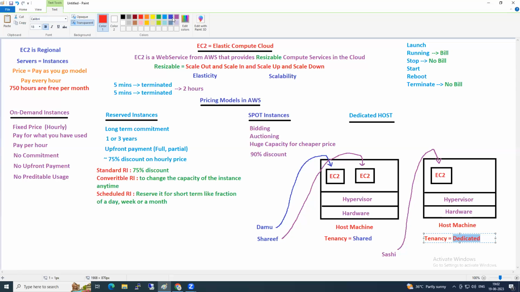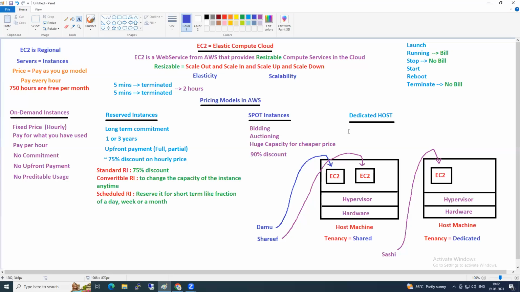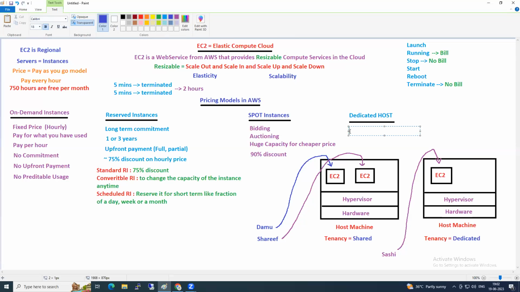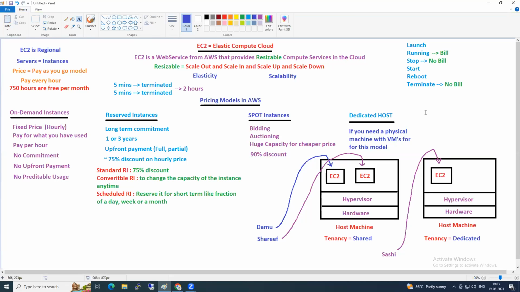So if you need a dedicated host machine like this, it is mostly like you are getting a physical machine only, no? Yes. If you need a physical machine with VMs, go for this model. Understood what a dedicated host is? Nice. Is it clear till here, everyone? Pricing models? Nice. Okay.